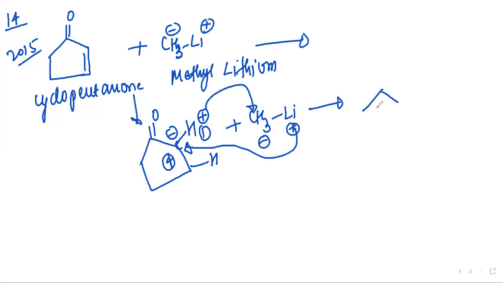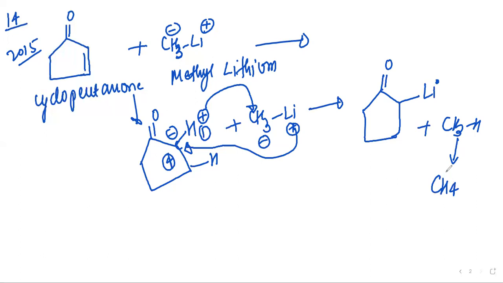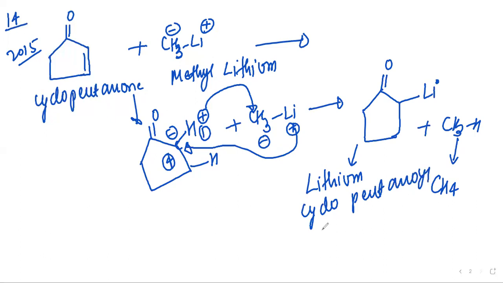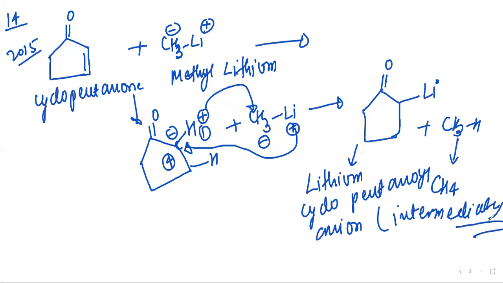So what will be the formation of the product? Here lithium will be attached to the O, and next is CH3H. So this forms methane, CH4, and this is your lithium cyclopentanone. The name of this compound will be lithium cyclopentanoyl anion. This is called an intermediate also. Write it down.